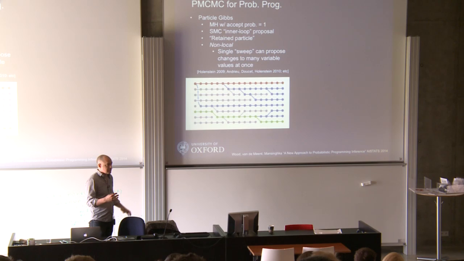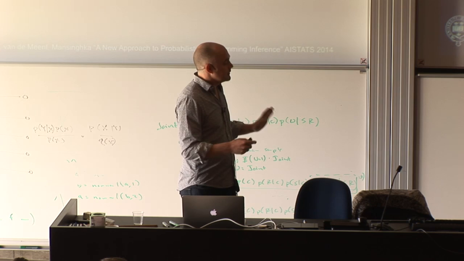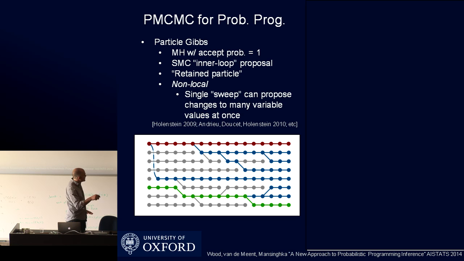As we've drawn it so far, this is the first sweep. Now we pay attention to the colors. So at the very end, we've got a set of either weighted or unweighted, depending on whether you do the last resample or not, particles, a set of sequences of interpreter memory states, from which we're going to pick one.